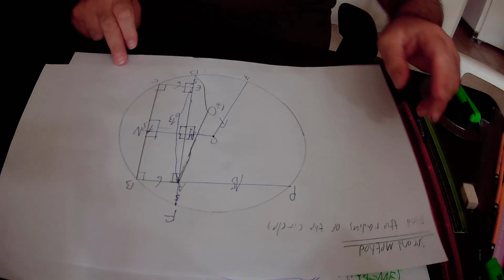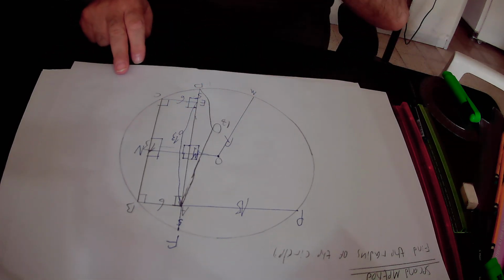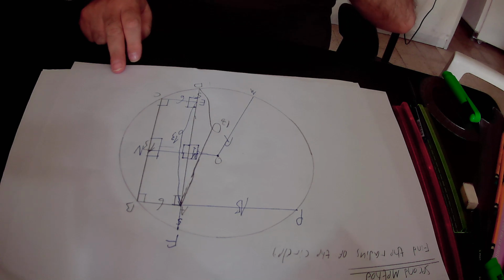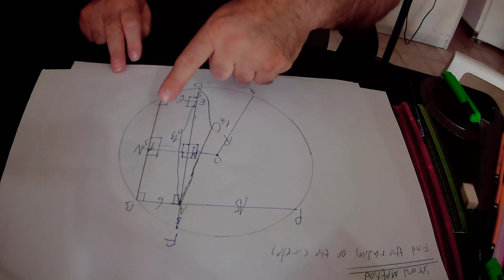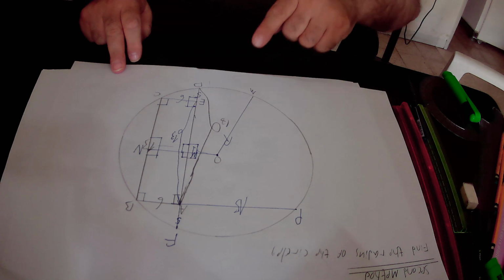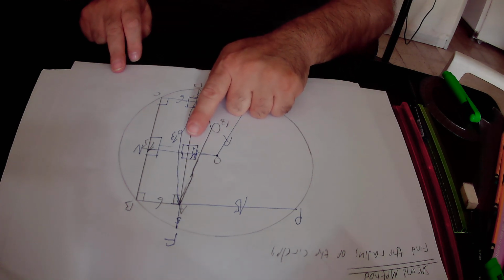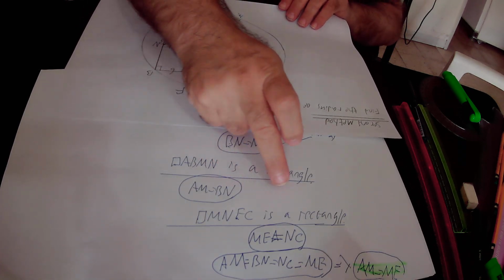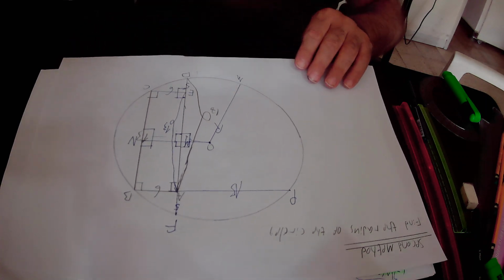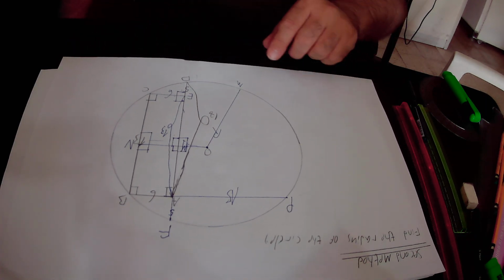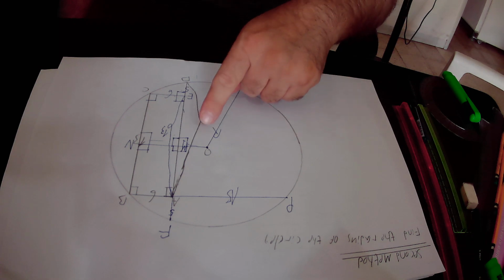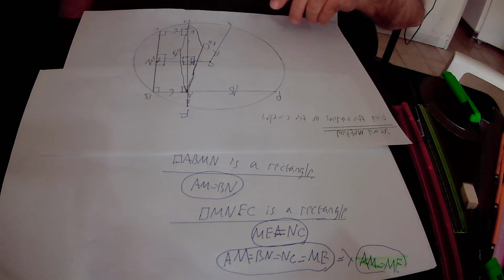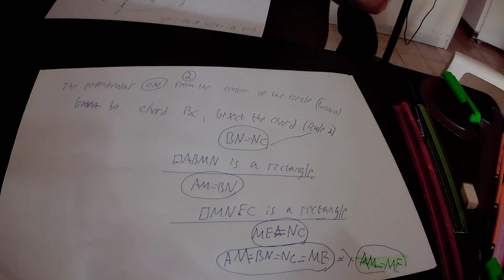Likewise, in quadrilateral MNEC, we have 1, 2, 3 right angles. Therefore, the fourth angle must also equal 90 degrees, and therefore quadrilateral MNEC is a rectangle. In the rectangle, we know that the opposite sides of a rectangle are equal to each other. That is to say, ME equals NC. So we can summarize what we did until now.